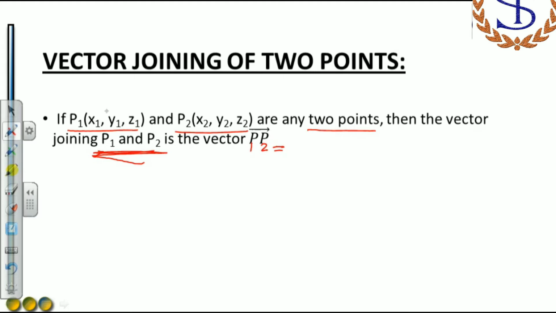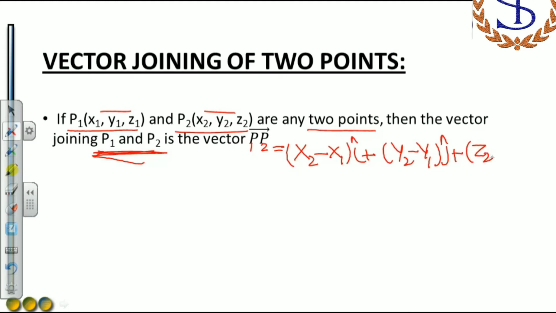When the coordinates are given, what is P1P2? Yes, very good. Simple, by subtracting the coordinates and putting i, j, k with that. See here, (x2 minus x1) i cap plus (y2 minus y1) j cap and plus (z2 minus z1) k cap. This is the vector joining the points P1 and P2.